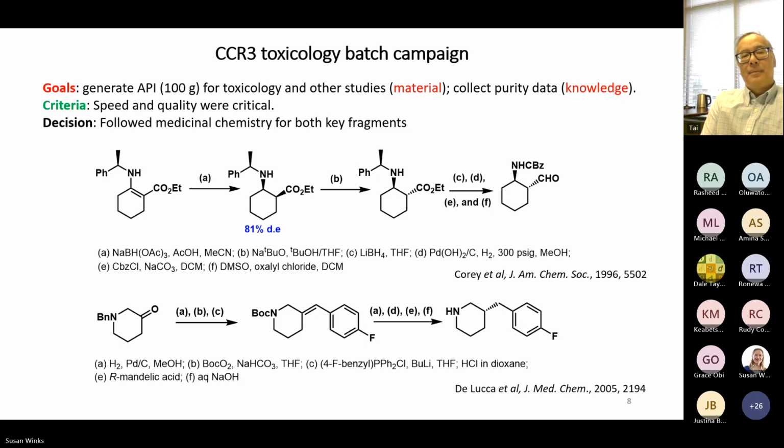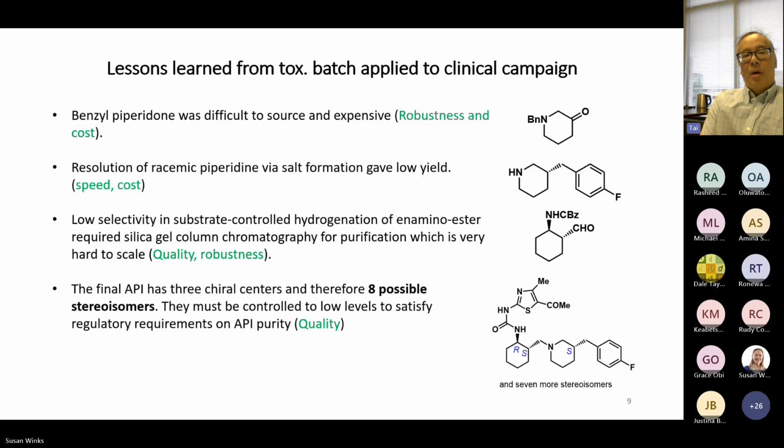We learned a lot from this toxicology batch campaign, which lasted a few months. We found out the benzylpiperidone is very difficult to source and it's very expensive. So further down the line, this may give us a problem in supply. The second point is the racemic piperidine. The resolution of the racemic piperidine is again tedious and results in low yield because you really cannot get any yield higher than 50%. The modest selectivity in the substrate-controlled reduction of the enamino ester actually requires pretty tedious silica gel column chromatography to get the amino aldehyde up to purity.